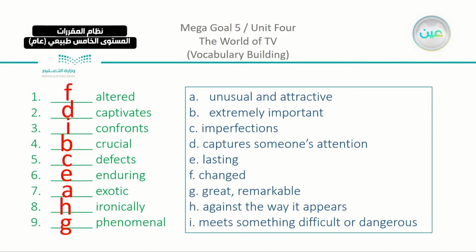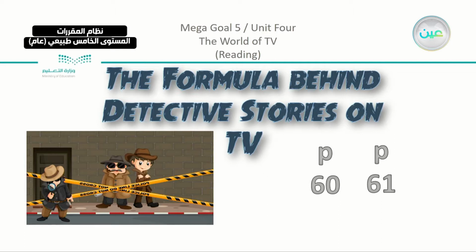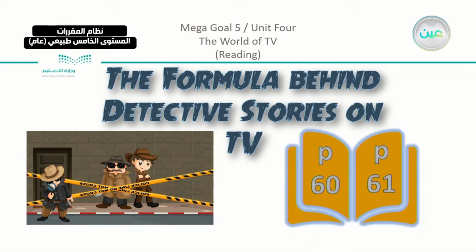Now, all of these words, we discussed them yesterday, and we are going to pass by them again, inshallah, in the reading part. So we have here the title of our story, and the reading is the formula behind detective stories on TV. From the title, the formula here, I'm talking about a kind of combination. What makes a detective story a successful story? Enjoyable, interesting, exciting. There has to be a formula, or a combination that has to be complete to make it succeed.